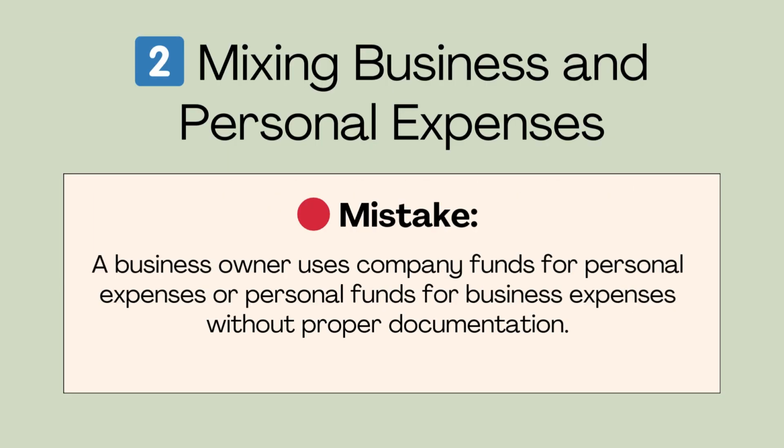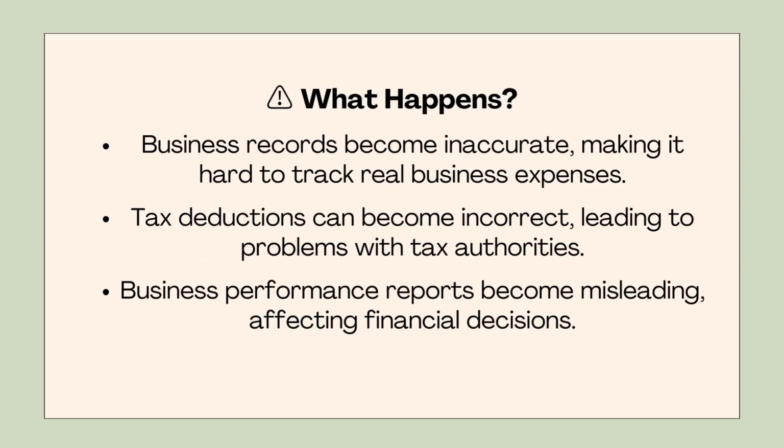2. Mixing business and personal expenses. Mistake: a business owner uses company funds for personal expenses or personal funds for business expenses without proper documentation. What happens? Business records become inaccurate, making it hard to track real business expenses. Tax deductions can become incorrect, leading to problems with tax authorities. Business performance reports become misleading, affecting financial decisions.